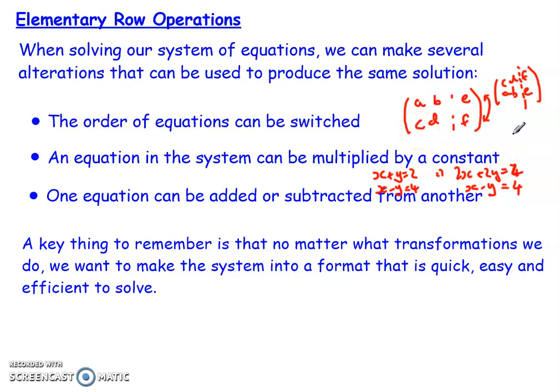What this then allows me to do is combine rows in ways that, for example, I can get rid of one of the coefficients, say C in this case, such that it makes the equation easier to solve because I eliminate one of the variables from within that system of equations. So I could eliminate this, get C equal to 0, and then all I'd have left is the y, and I could just read off a solution for what y is. Now, a key thing to remember is that no matter what transformations we do, we want to make the system into a format that is quick, easy, and efficient to solve, and makes our life as easy as we possibly can.